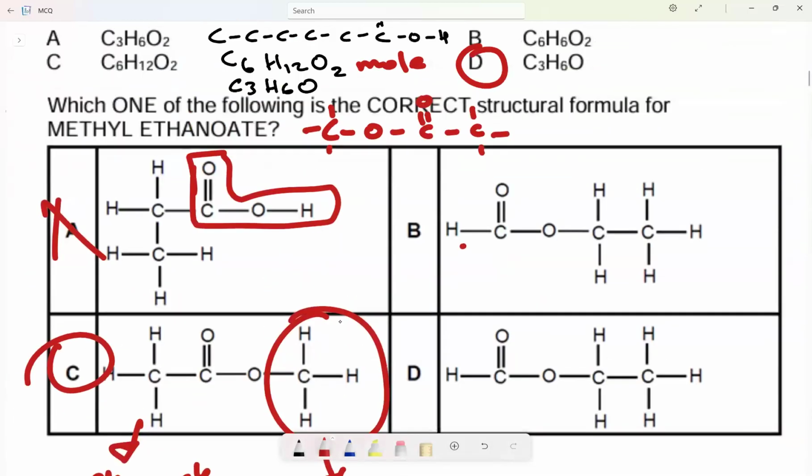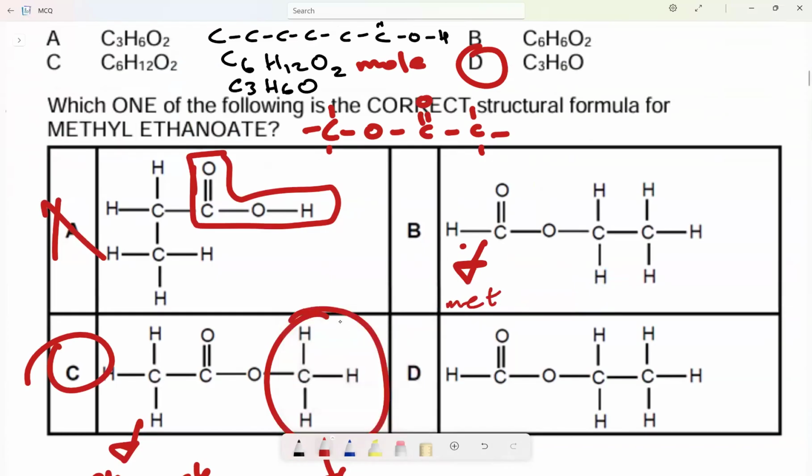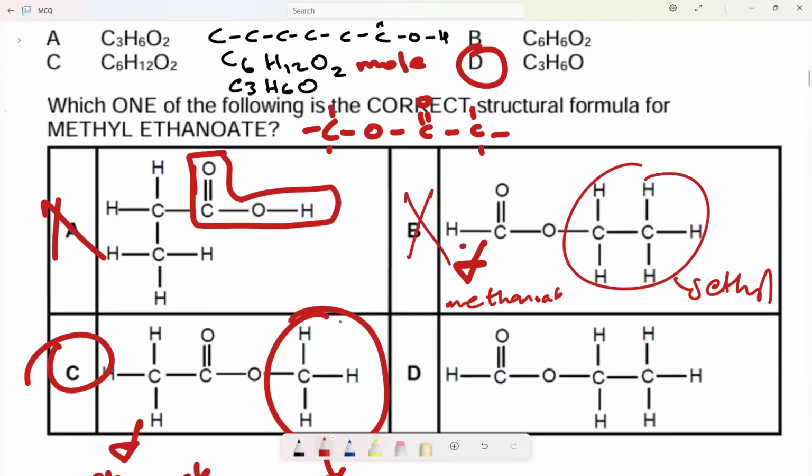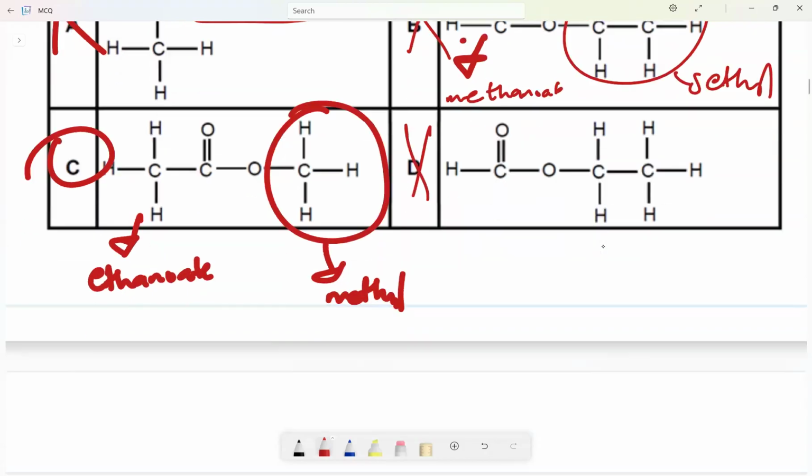Let's look at why B is not. B tells me, okay, from a carboxylic acid, I have this one, which is methanoate. And this is from the alcohol, which is what? Ethyl. So the name is incorrect. Also, this one, B and D are the same thing. Can you see that? Yes.